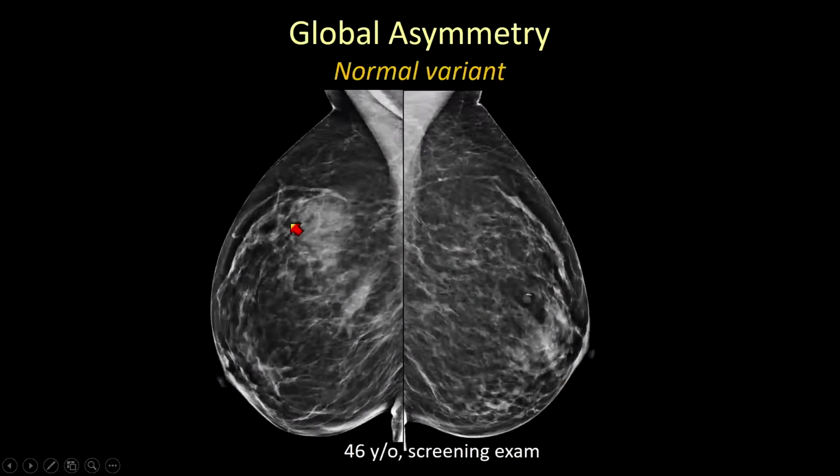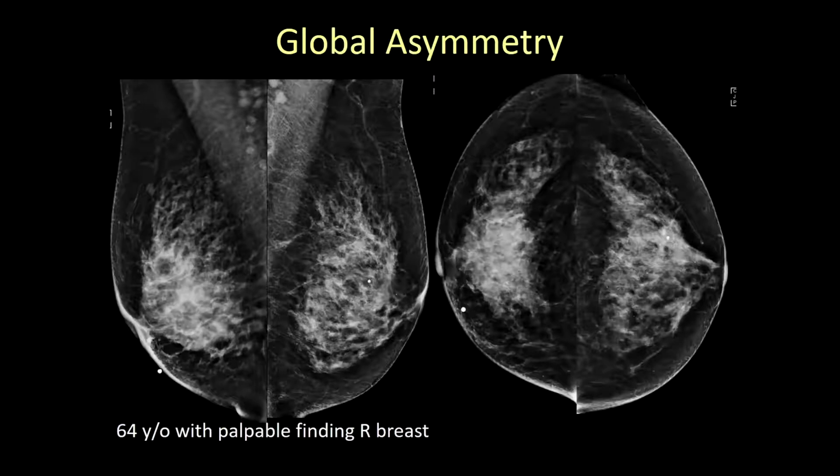Just a nice example of a global asymmetry in this patient. She has much more fibroglandular tissue on her right MLO view than she does on her left. This was a normal finding. On the other hand, this patient also has more fibroglandular tissue centrally on her right breast. She has a palpable finding indicated by the BB and also associated nipple retraction. This was a very large invasive ductal cancer involving most of the central right breast.